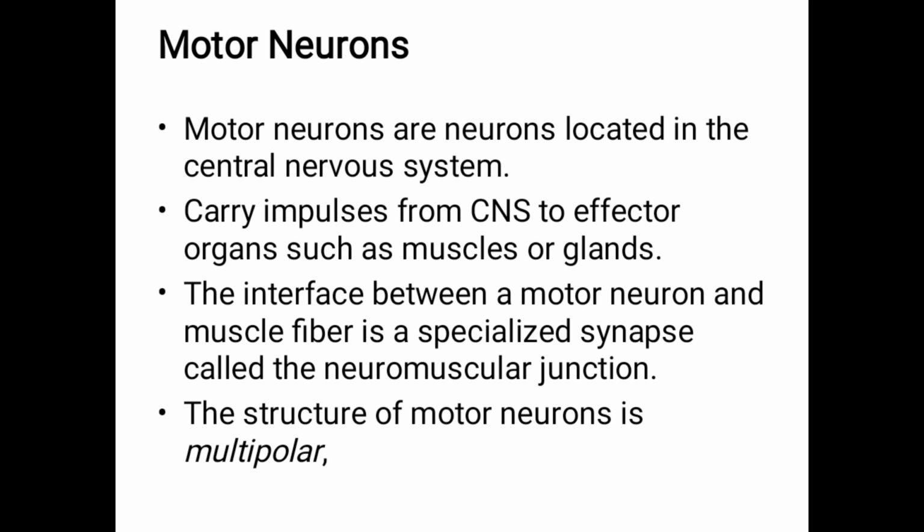The next one is motor neurons. Motor neurons are also located in the central nervous system. They carry impulses from the central nervous system to effector organs all over the body, such as muscles or glands. A motor neuron usually has a large cell body with numerous short dendrites and a long single axon.